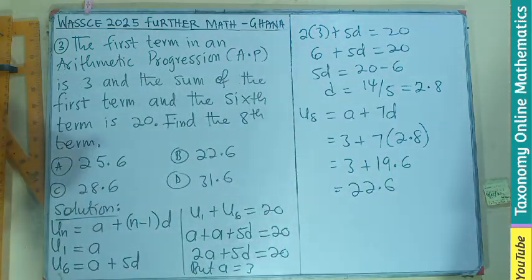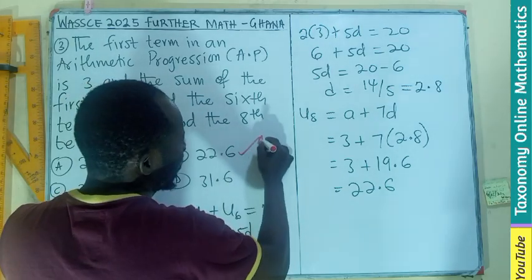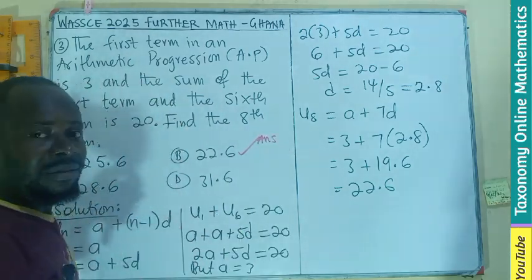Let's check which one. Okay, option B becomes the preferred choice. I guess well understood.